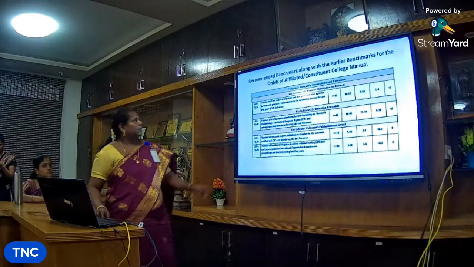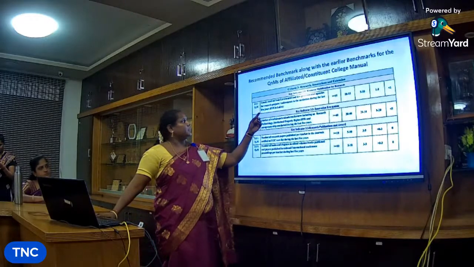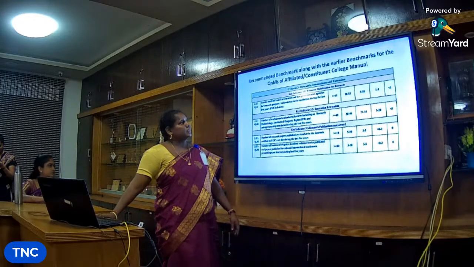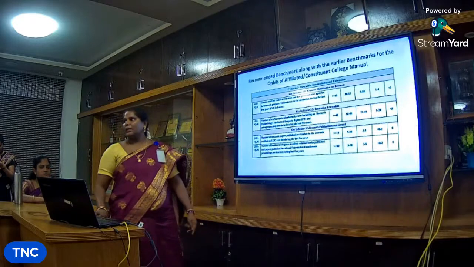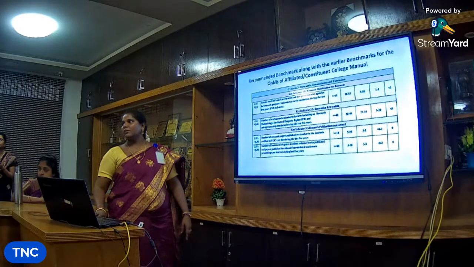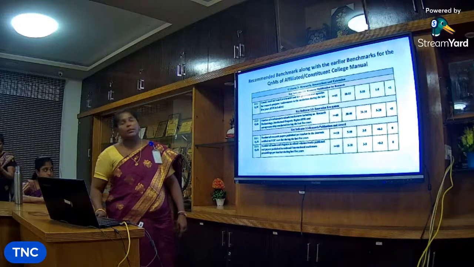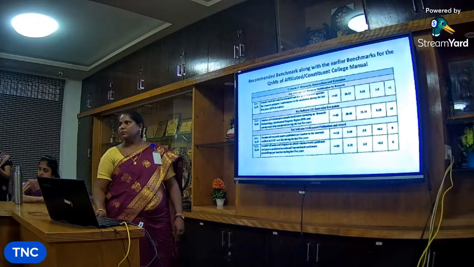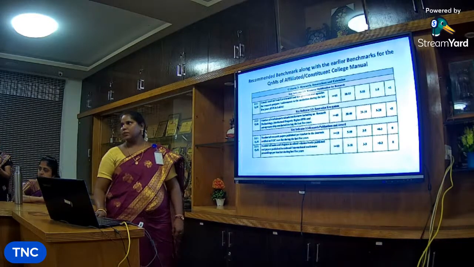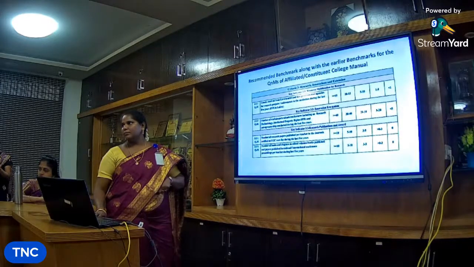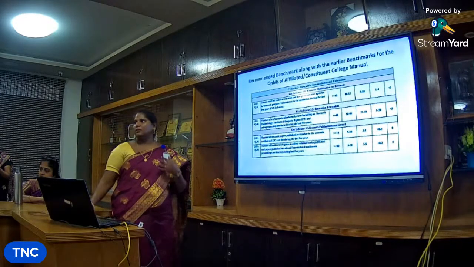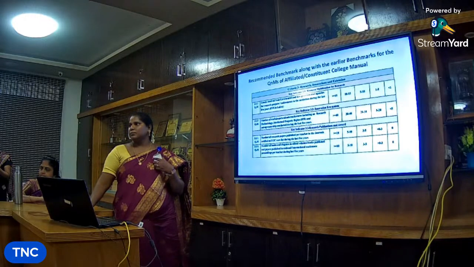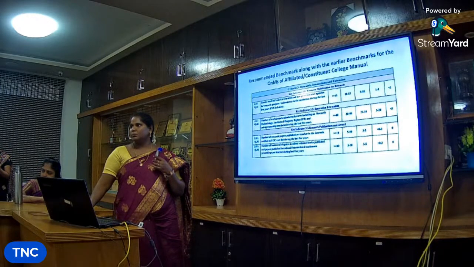First point: grants received from government and non-governmental agencies for research projects and endowments in the institution during the last 5 years. In quantity, grants received in our college, 0, from the government and government agencies for research projects. During the second cycle, 0. In the first cycle, we received some small amount from the ICSR.